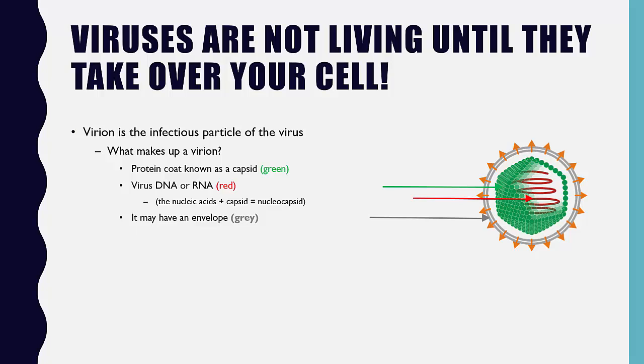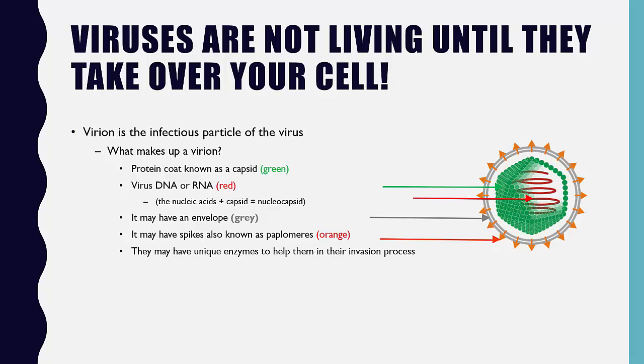Okay, and there it is in gray. Not all have that, but it's important. It may have something called spikes or peplomers, kind of in orange. They may have some unique enzymes to help them grow in their invasion process. And hey, if they have unique enzymes, could we target those?